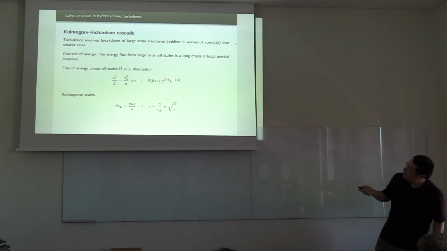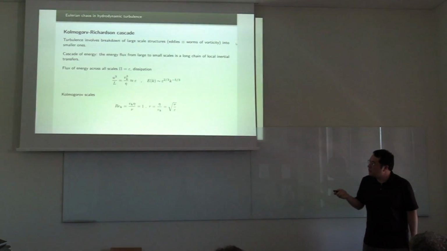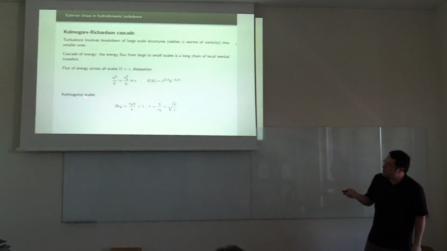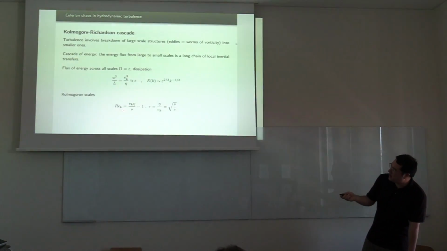And using the Kolmogorov-Richardson cascade phenomenology, the energy spectrum goes like k to the minus 5/3, which is the 5/3 law. Okay, so we can define these Kolmogorov scales, which are the smallest scales in the system, whereby the Kolmogorov Reynolds number is 1, and we have this Kolmogorov time scale, which is given by the square root of the viscosity over the dissipation.